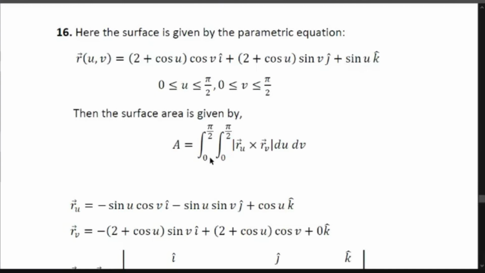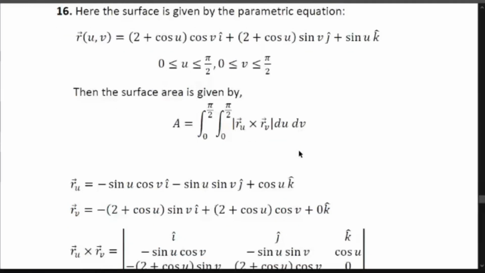The surface area for a parameterized surface is given by A is equal to integral 0 to pi by 2, again integral 0 to pi by 2, modulus of Ru cross Rv du dv. So this is the formula for surface area. So you have to find Ru, Rv, and Ru cross Rv, then the modulus of Ru cross Rv. So this much you have to do.